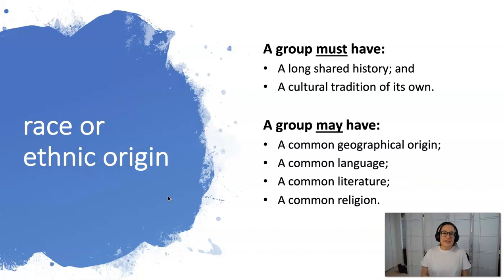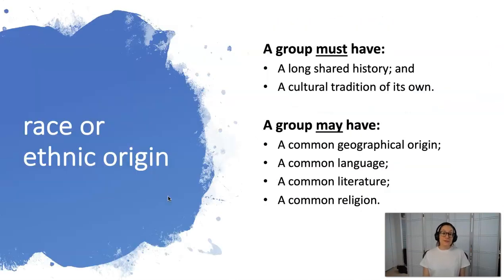What does it mean to have a race or an ethnic origin? Again, common sense generally prevails here, but the group must have a shared history and a shared cultural tradition. They may have a common geographical origin, a common language, a common literature, or a common religion, but those are not required.